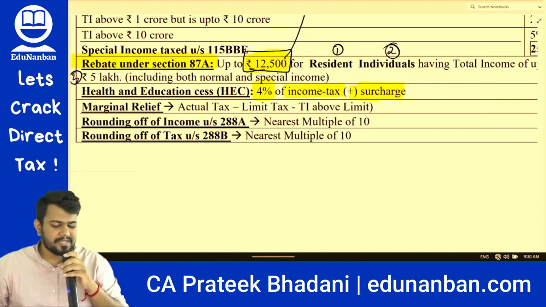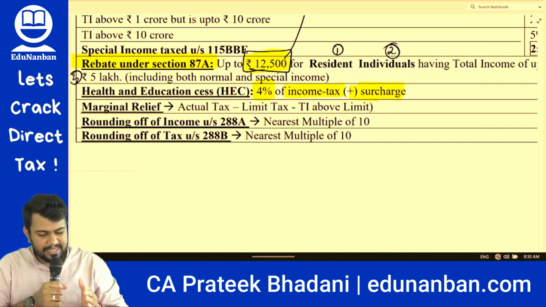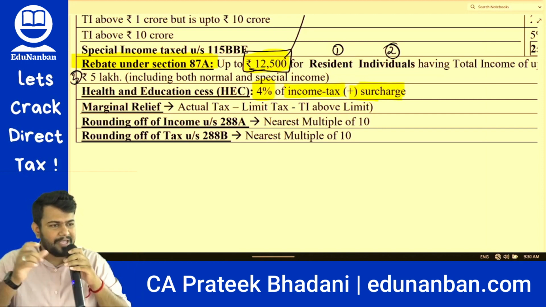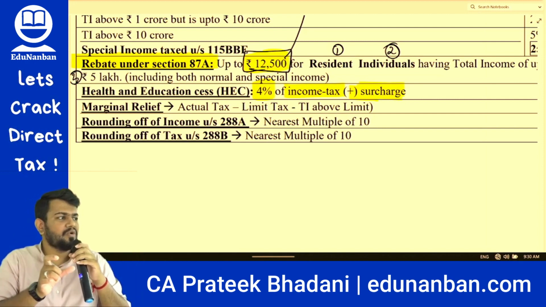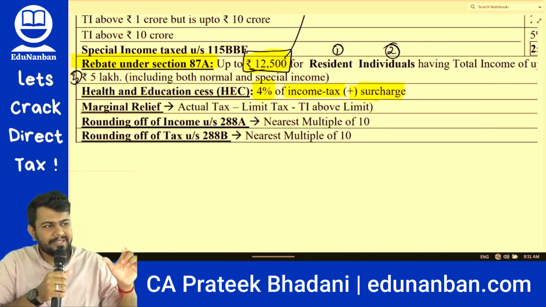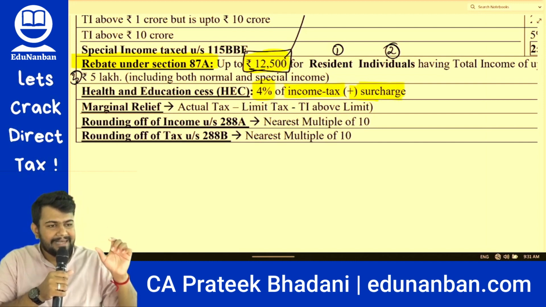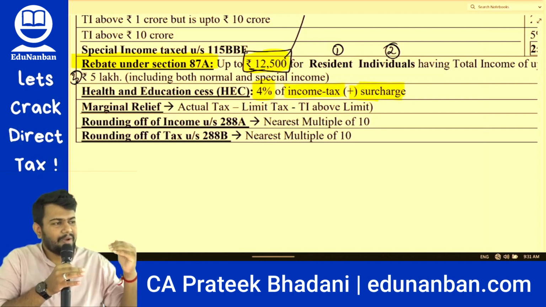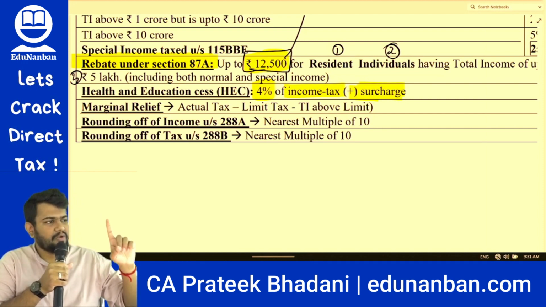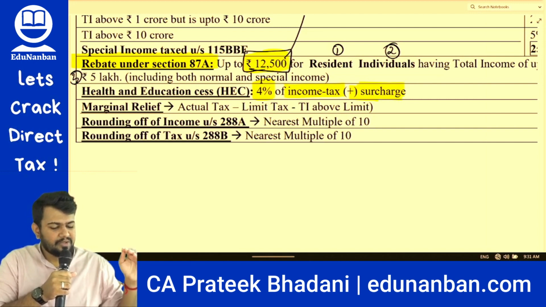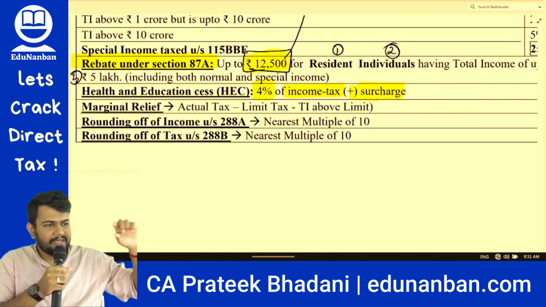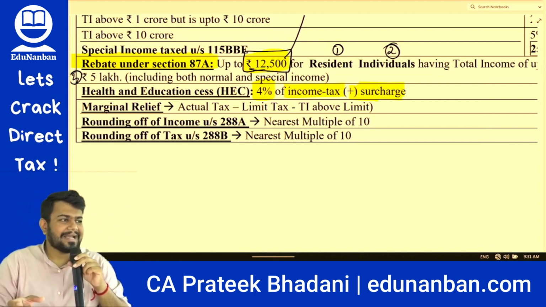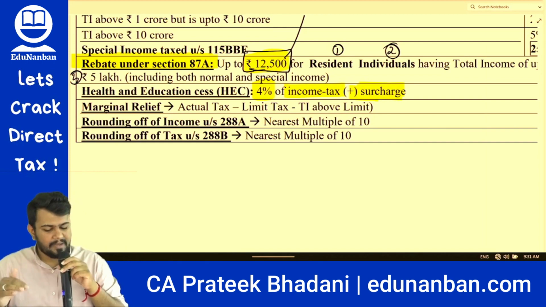Now how to calculate the marginal relief? Marginal relief means actual tax minus tax on limit minus total income above the limit. So if suppose income is coming as 1 crore 1 lakh, it means what? Actual tax will be the tax on 1 crore 1 lakh. Then limit tax will be the tax on the surcharge limit, which is nearby 1 crore 1 lakh. Limit is 1 crore. So tax on 1 crore minus total income above the limit. What is the total income above the limit of 1 crore? That is 1 lakh rupees.